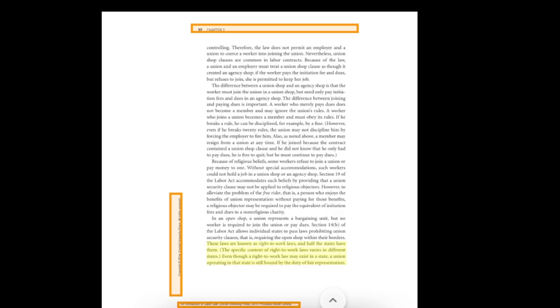Even though a right-to-work law may exist in a state, a union operating in that state is still bound by the duty of fair representation. That is, the union must represent each worker in a bargaining unit, whether or not the worker is a member of the union.